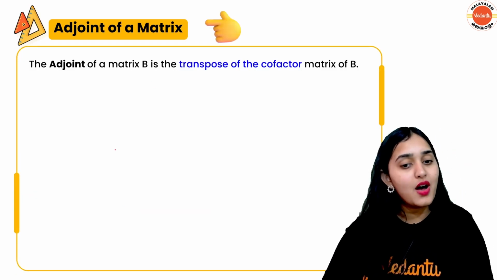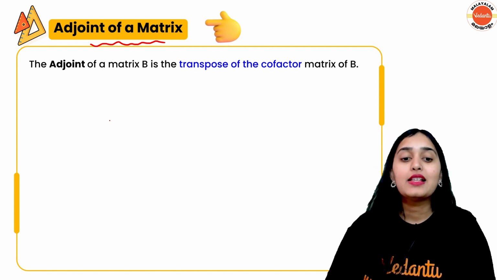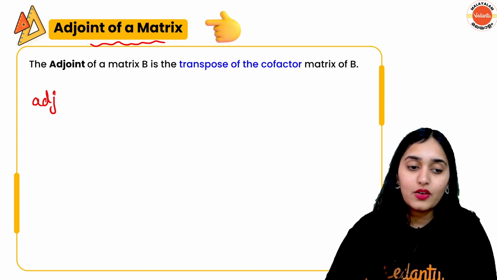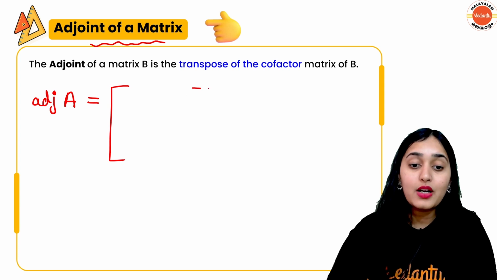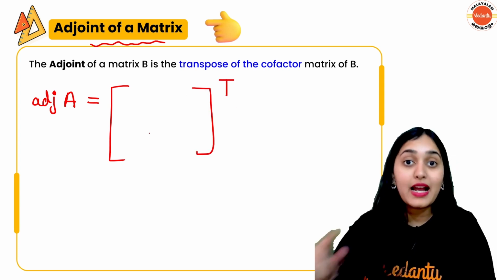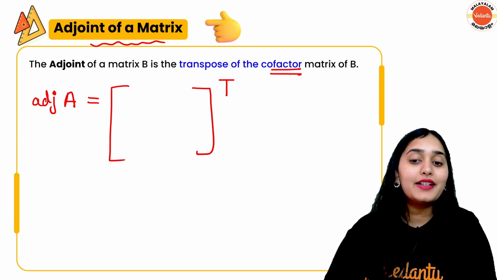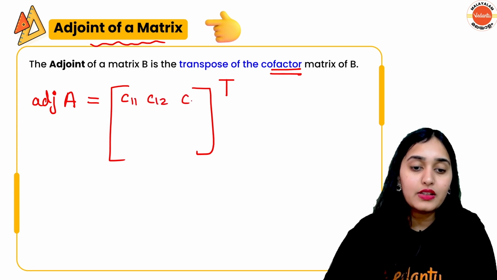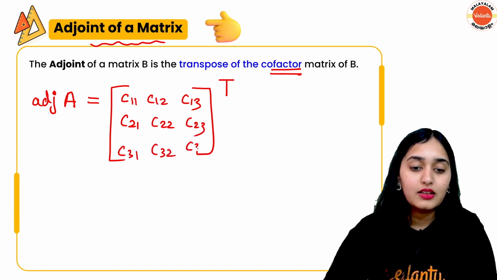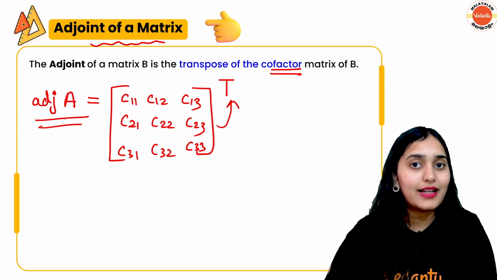Okay, now we come to the important topic. How do we calculate adjoint of a matrix? Now, adjoint of a matrix is denoted by ADJ. Adjoint of matrix A is equal to the transpose of cofactors. Transpose we have learnt in the matrix chapter, na? So what are my cofactors? My cofactors are C11, C12, C13, C21, C22, C23, C31, C32, C33. These are my cofactors. So if I calculate transpose of this, I will get adjoint of matrix A.